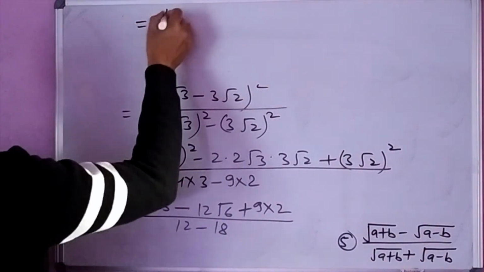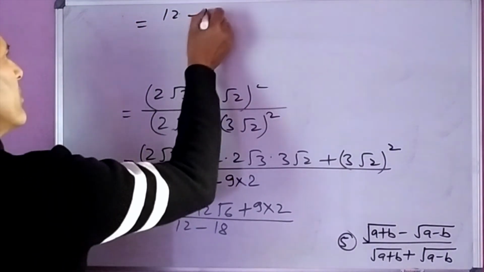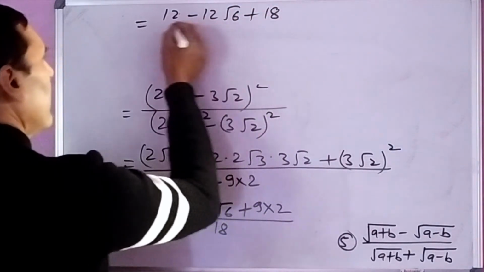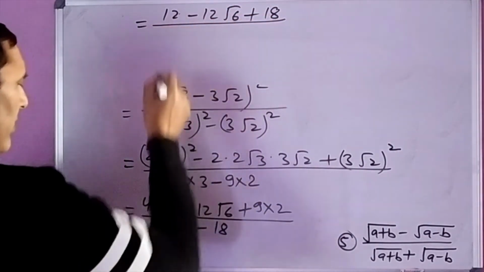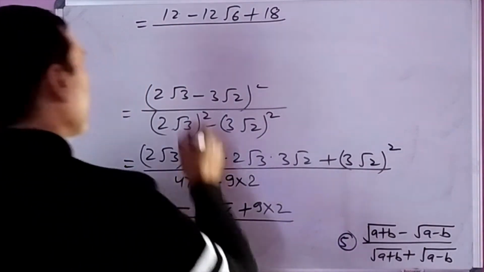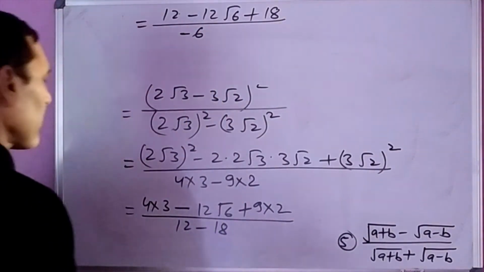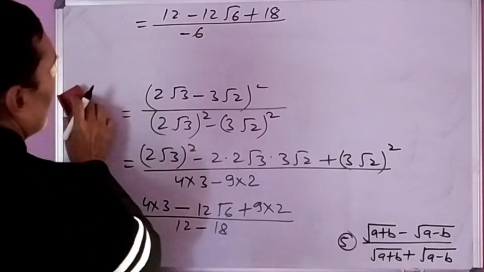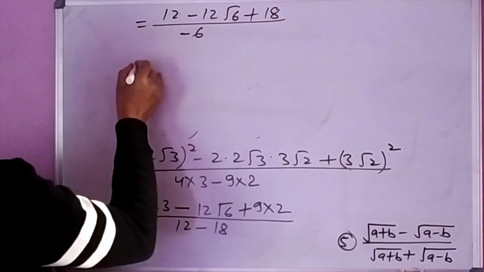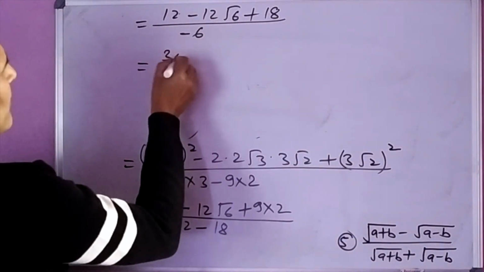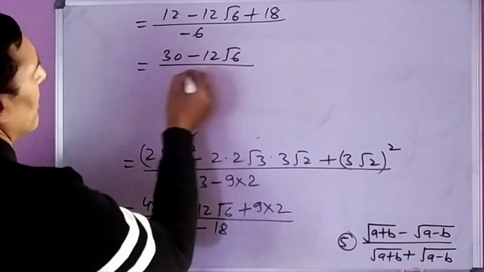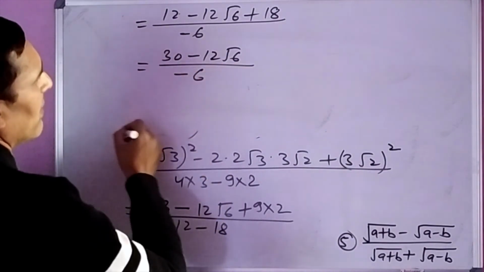Now it is 12 minus 12 root 6 plus 18 upon it is minus 6. 12 minus 18 it is minus 6. It is 30, 12 plus 18, 30 minus 12 root 6 upon this 6 minus 6.